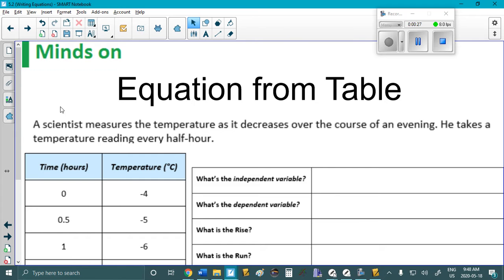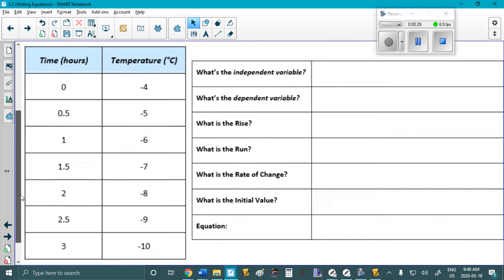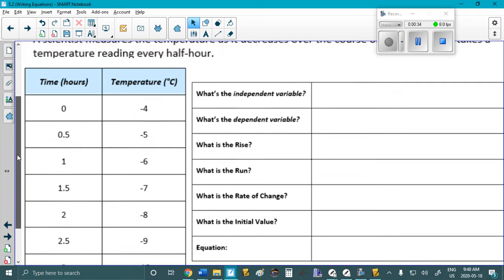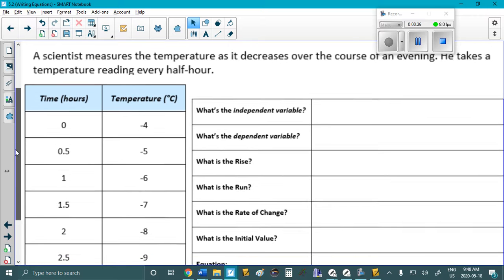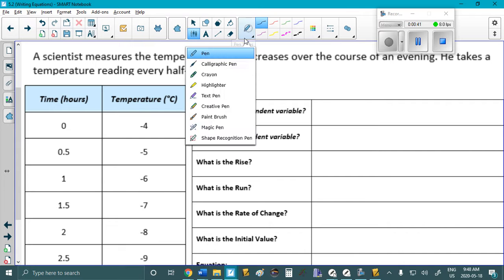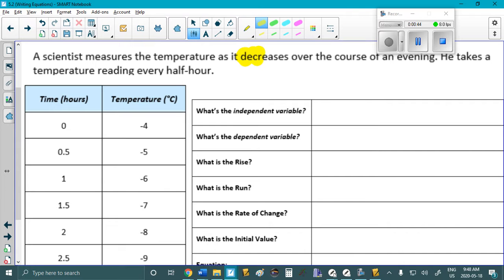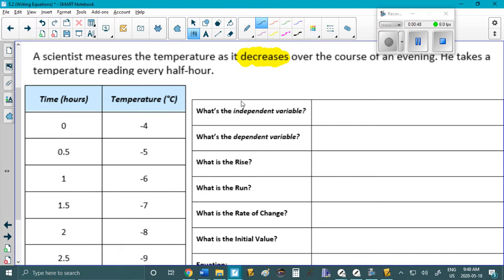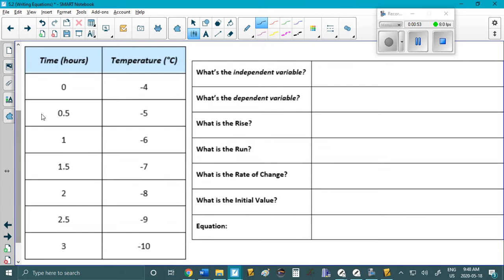I'm going to do the first example, and then I'm going to leave 2 examples for you, and we'll just keep kind of bouncing back and forth. So this is in your handout. Here it says a scientist measures the temperature as it decreases. Whenever you're doing this stuff, if you see the word increases or decreases, those are important words to take note of. He takes a temperature reading every half hour. So then we have a table of values here, and we've got time on the left and temperature on the right. So let's go through the questions and make sure we can do those first.